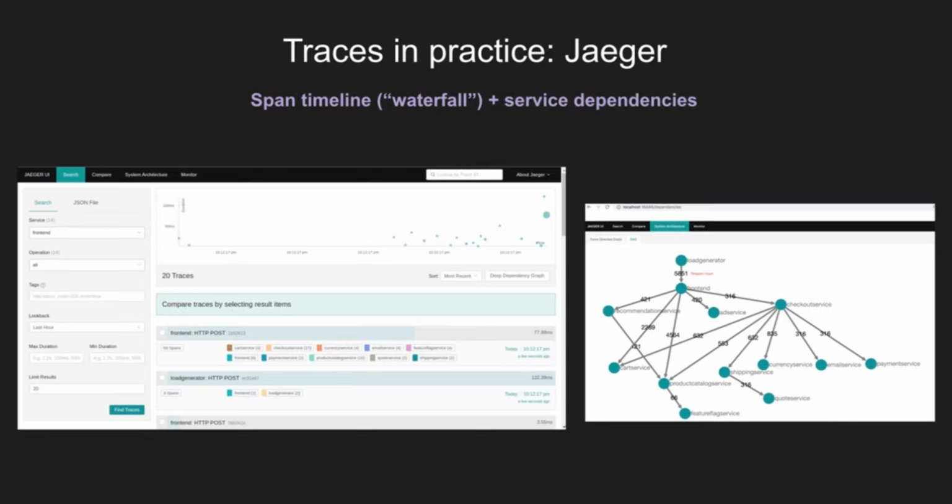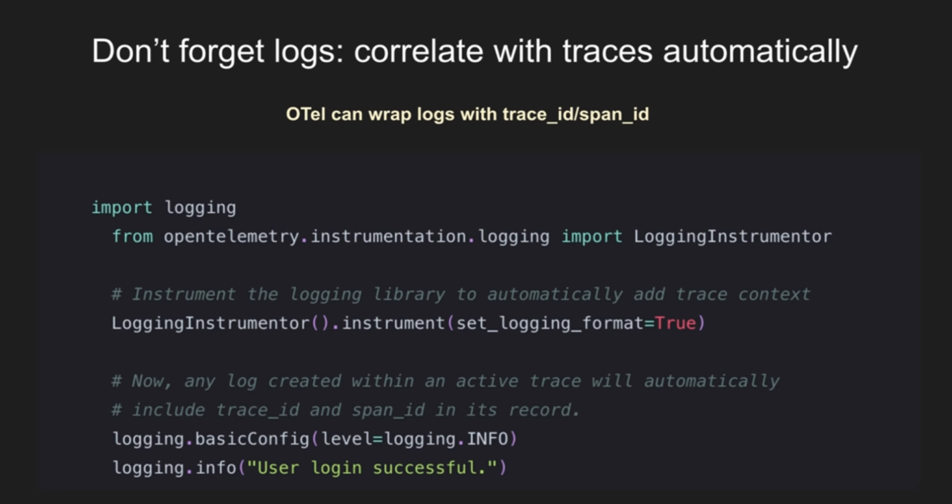The left view shows the search and the span timeline, or waterfall. Each span is an operation such as front end to checkout or checkout to payment. The long bar is often your bottleneck. The right view is the service dependency graph showing who talks to whom and at what volume or latency. Together, the timeline and graph give micro and macro perspectives, from one slow request to the architecture picture, so you can actually pinpoint issues without guesswork.